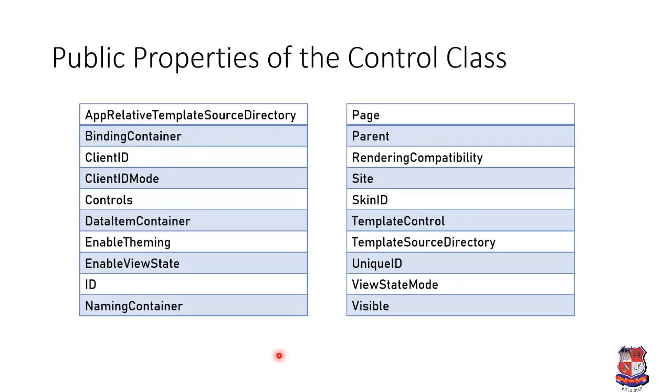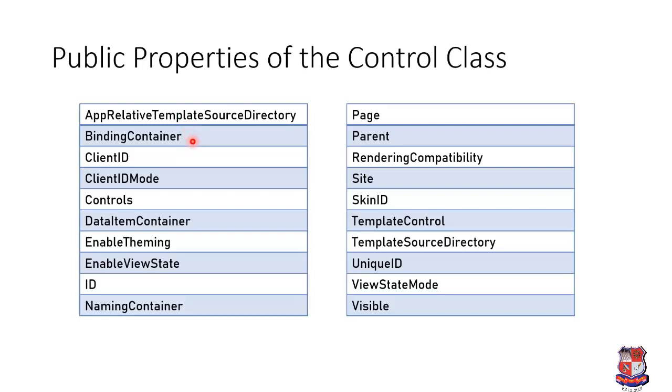Now we'll see some public properties of the Control class. Here we are not discussing each and every property available for the Control class. We will discuss only those common properties which are generally used for the Control class. We'll start with the first, that is AppRelativeTemplateSourceDirectory. It obtains the application-relative virtual directory of the page instance or user control that contains the current server control.